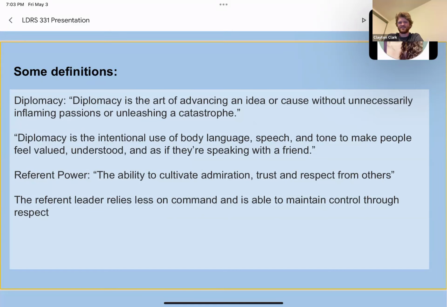While I think this is a really good definition of diplomacy, I don't think it's entirely all encompassing of what diplomacy is. So I've got my own definition that I wrote: diplomacy is the intentional use of body language, speech, and tone to make others feel valued, understood, and as if they're speaking with a friend.